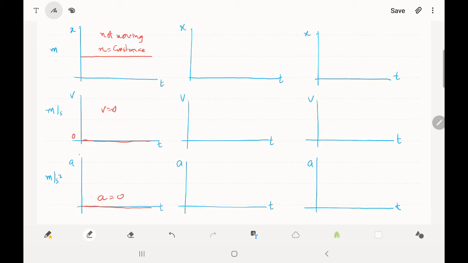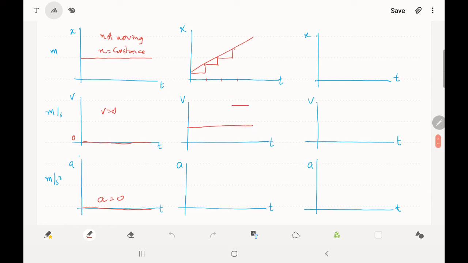Now, if the position is changing in a straight line, so in the same interval of time, it covers the same distance. So in this interval of time, it covers this distance. In this same interval of time, it covers the same distance every time. That means its velocity is constant. And so we will get a straight line over. So because the velocity is constant, the acceleration remains 0.